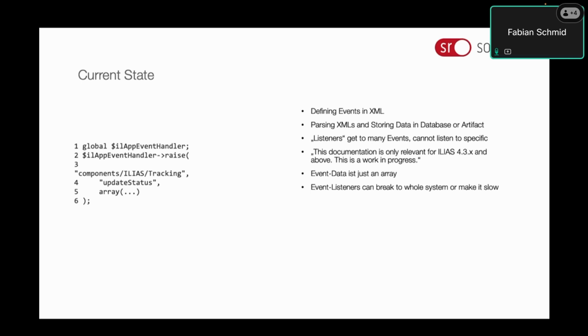The current state, you can see a snippet here, how this is used currently. We have this global service locator, not even a service locator, it's a global itself, which many of the components call directly, where they raise events, and they have some kind of namespace where they are raising from. This snippet here is from the tracking service, learning progress. It gives the event a name and then some data. It's an array of data this event pushes to the outside.